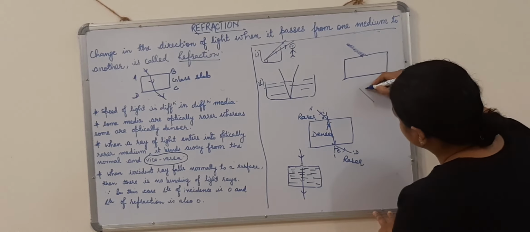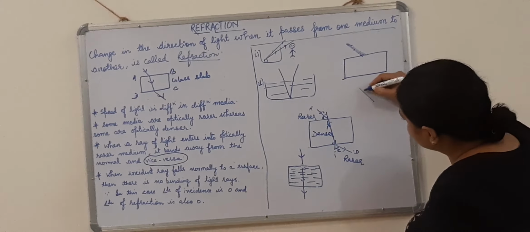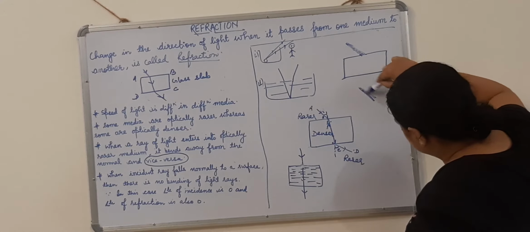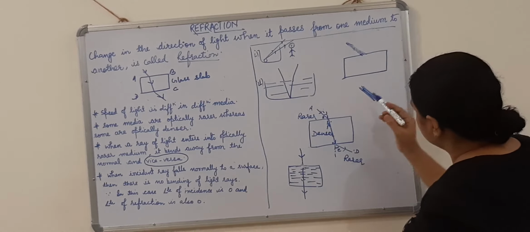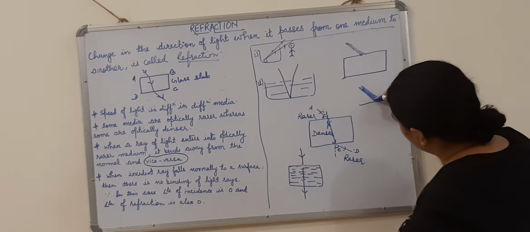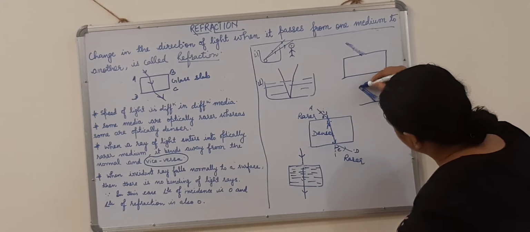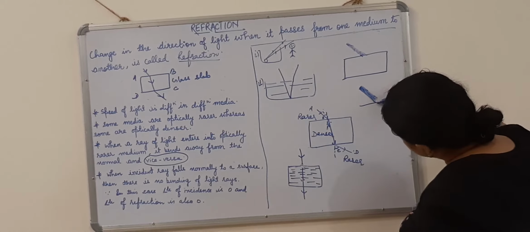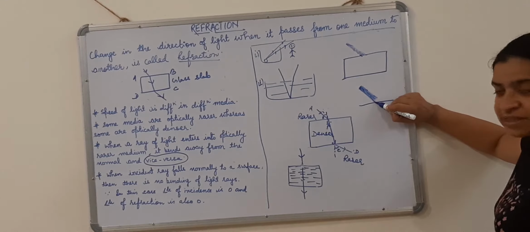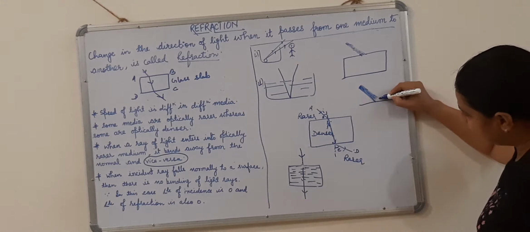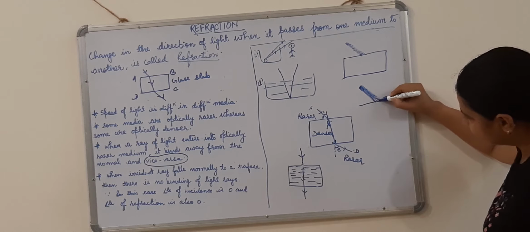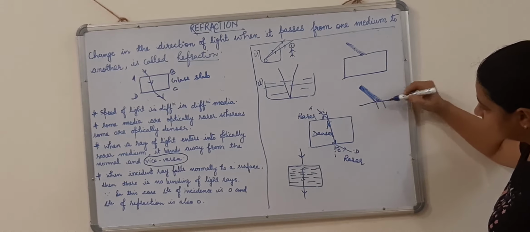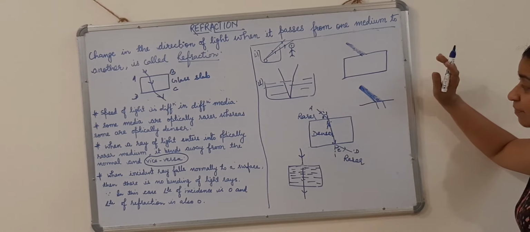If I draw the ray like this, this is the ray and this is the interface. Now you can see in this case, if I zoom in, this part of our light ray has reached the surface earlier and this part has reached the interface later. So this part will enter earlier in comparison to this part. Because of this also you can say there is a bending of light.